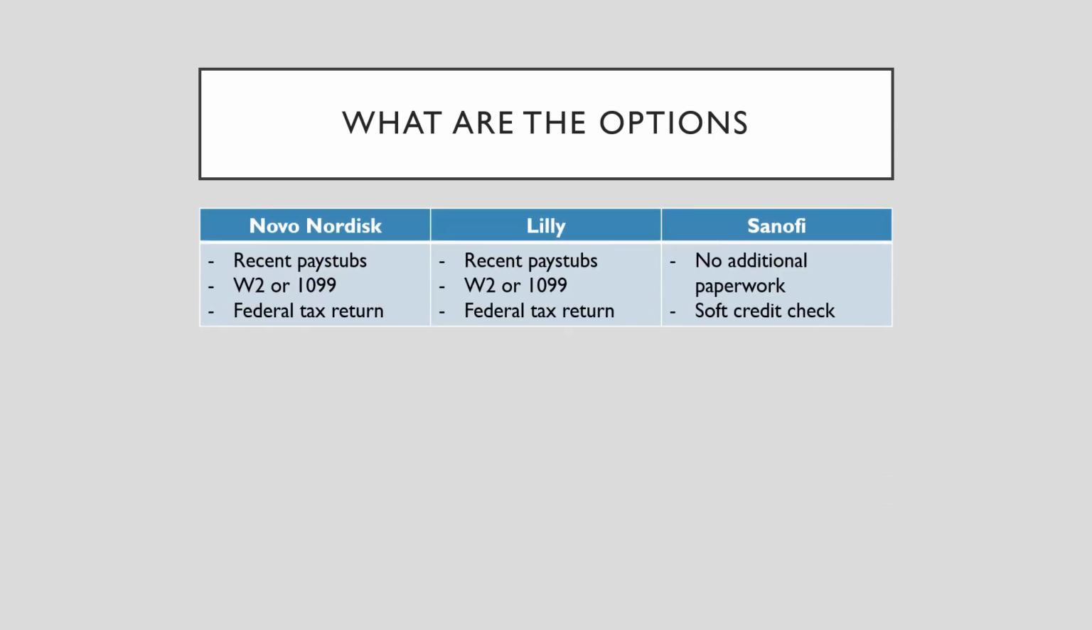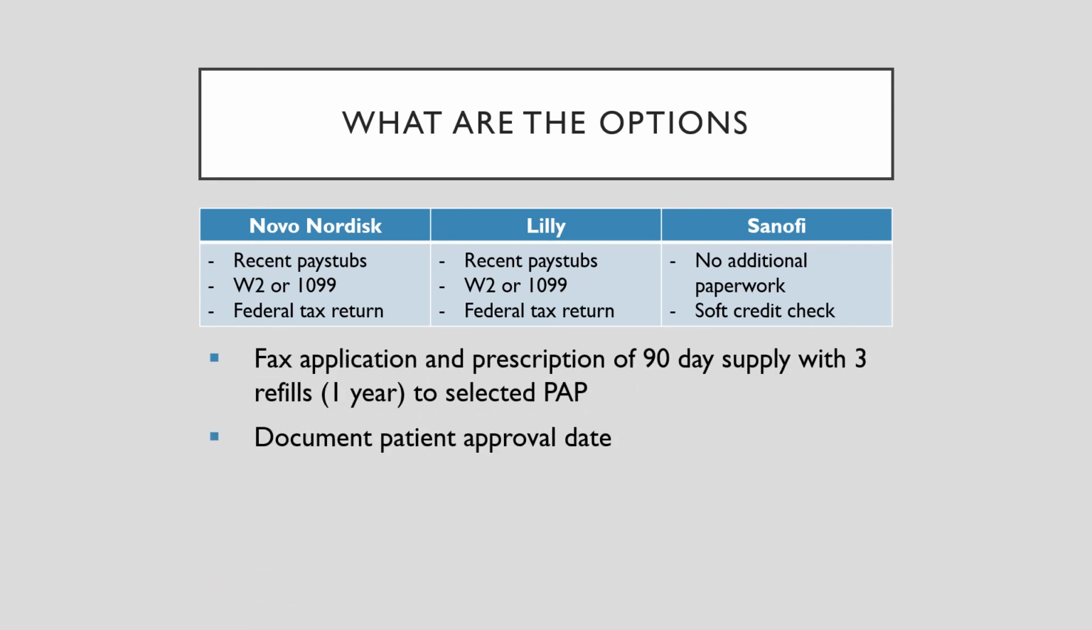There are 3 major companies with long-acting insulin products that have PAPS. Option 1, he could stay on Levemir and provide the appropriate information to apply for the Novo Nordisk program, which is listed here. Option 2, he could switch to Lilly's long-acting insulin product, Basaglar, and provide the listed documentation. Or option 3, he could switch to Sanofi's product, Lantus, and in this case, he would not have to provide any additional information. Either option is completely up to the patient and the prescriber. Once the medication has been selected, send the application to the respective program and document the necessary information.